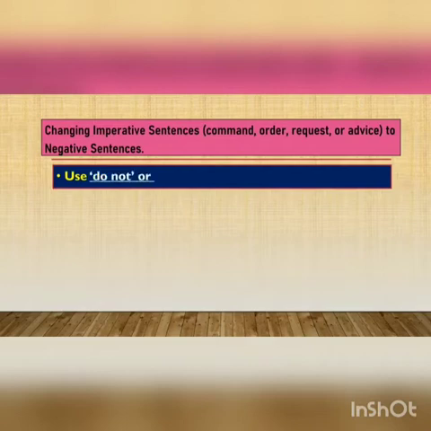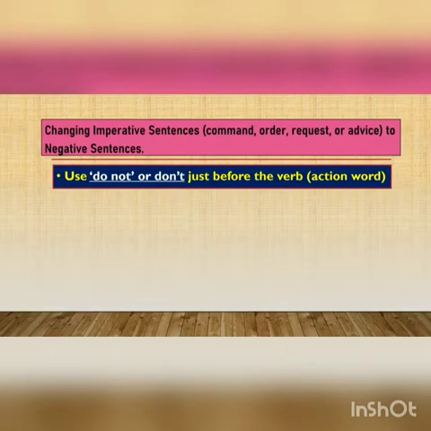Here, all you have to do is to find the verb in the sentence, that is, the action word in the sentence, and use do not or don't, which are both the same, before the verb. I repeat, find the verb in the sentence and use do not just before the verb, and your positive imperative sentence will change into negative.